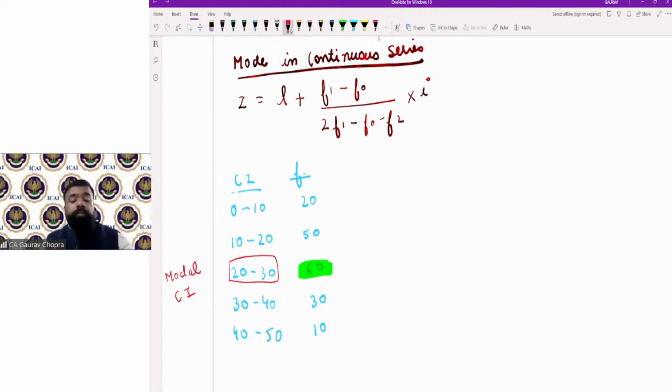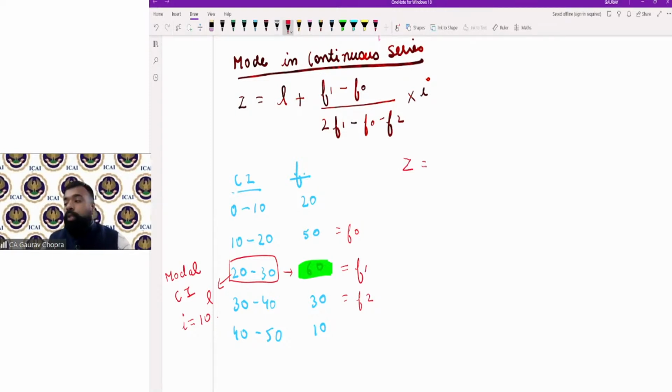तो इस क्लास इंटरवल में मोड लाई करेगा. Now, this 20 is known as the lower limit. The frequency in front of this is f1. तो इस मॉडल क्लास इंटरवल के सामने वाली फ्रीक्वेंसी को बोलेंगे f1. इससे जस्ट ऊपर वाली फ्रीक्वेंसी will be f0 and the one which is below is regarded as f2. इसको हम बोलेंगे f2. Then what is I? I means class interval, class gap. Class gap कितना है 10. So let us substitute the value and get the result.